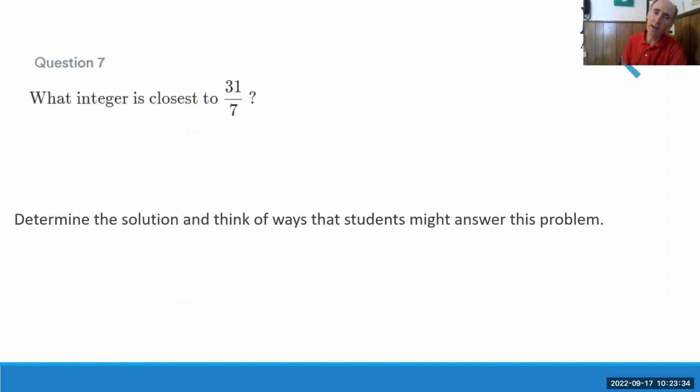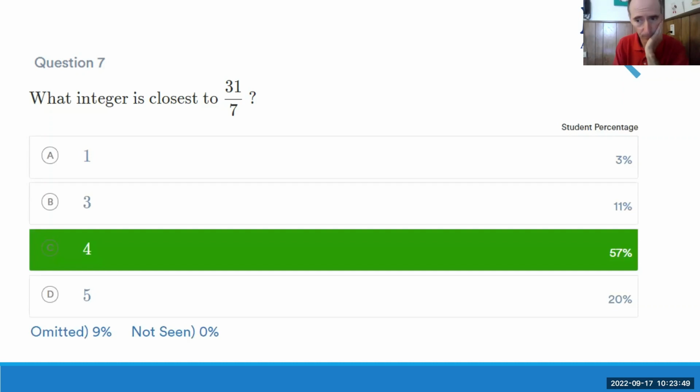Okay, so we're going to stick to the topic of fractions to do some examples. Here's a question from the test. What is the integer that is closest to 31/7? The choices are 1, 3, 4, and 5. The correct choice is C, 4 is closest.